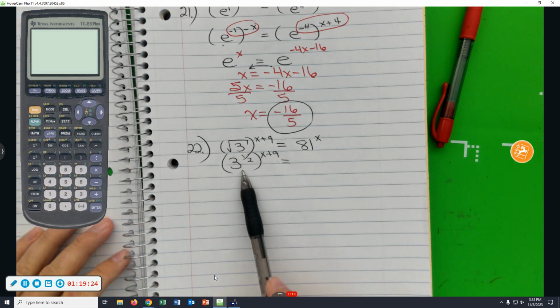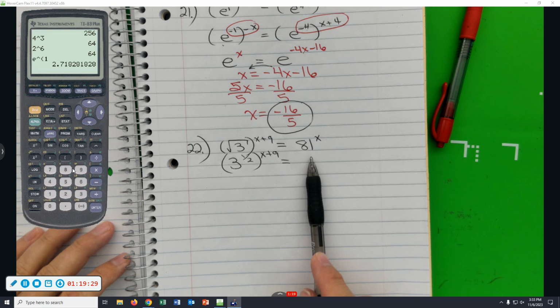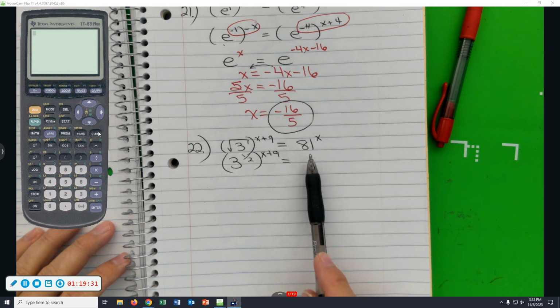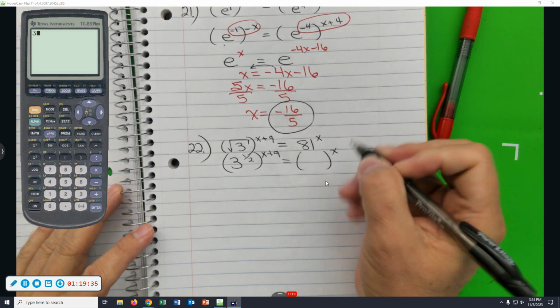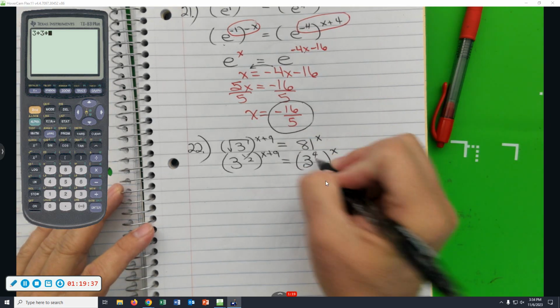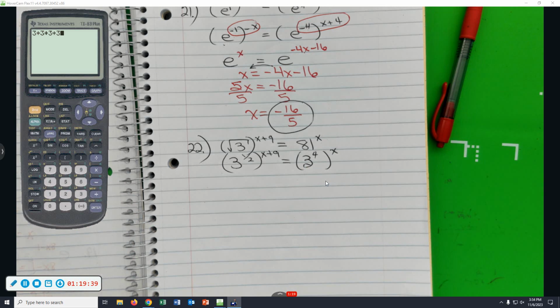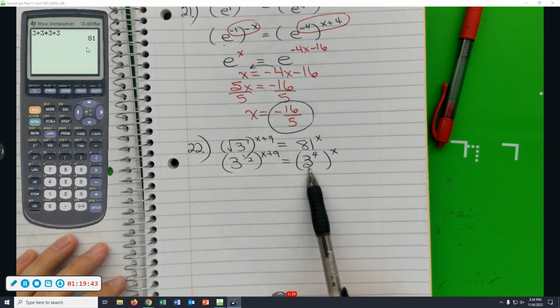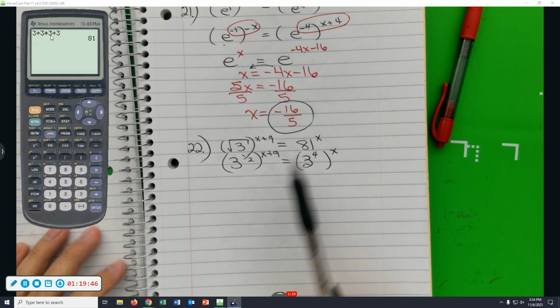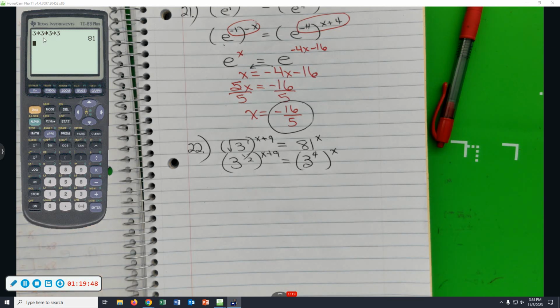And we can't change 3. 3 is a prime number. So we better be able to write this number over here as 3 to a power. How many 3's do we need to multiply together to get 81? I think it's 3 to the 4th power. 3 times 3 is 9, times 3 is 27, times another 3 is 81. Or if you think of it as just 9 times 9, you have it written out like that.